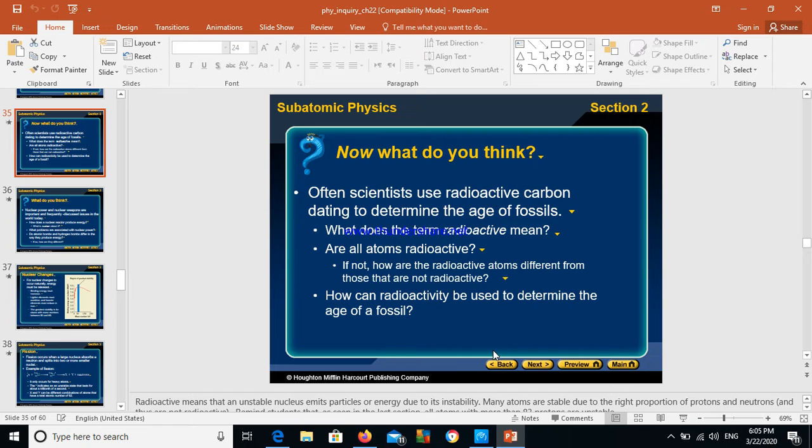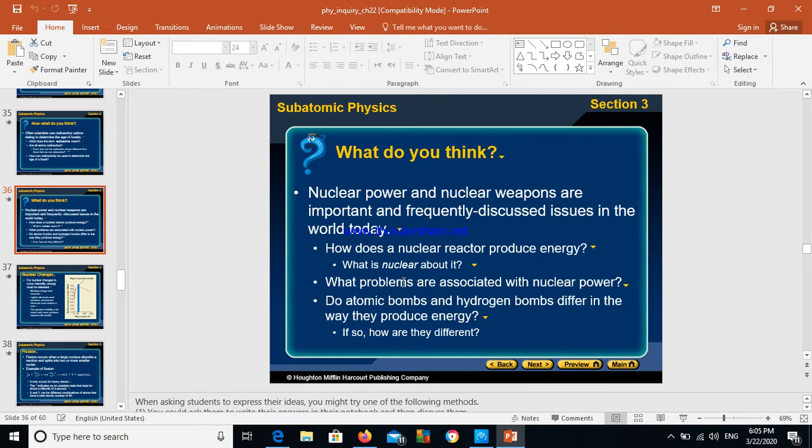Section 3. After we finished section 2, where radioactive elements produce a lot of energy and emit things like beta, alpha and gamma rays to become stable elements, today we'll continue. Nuclear power and nuclear weapons are important and frequently discussed issues in the world today.